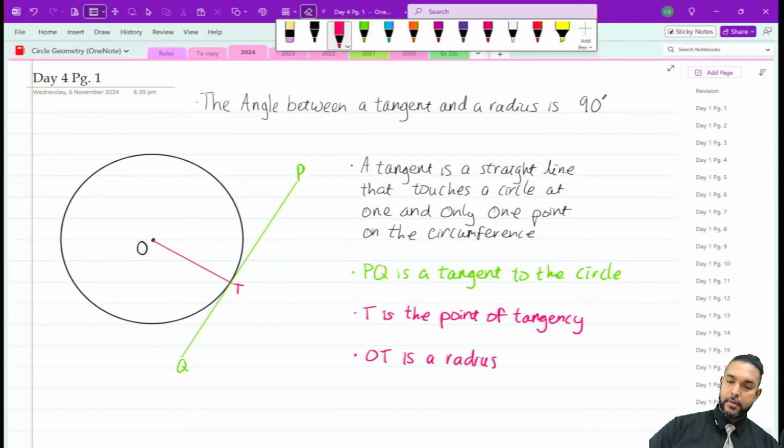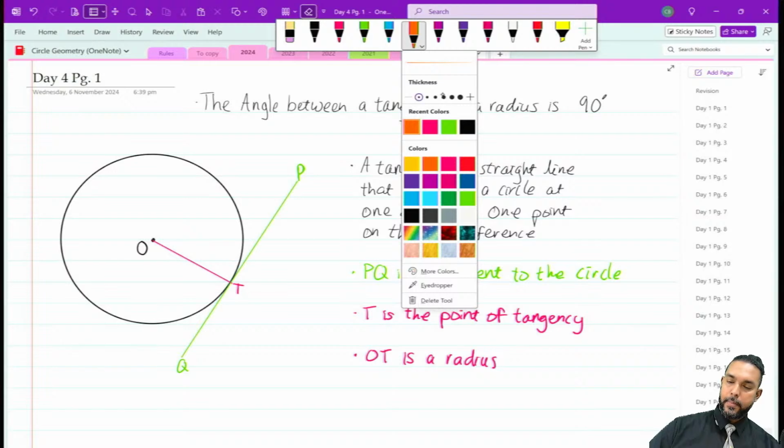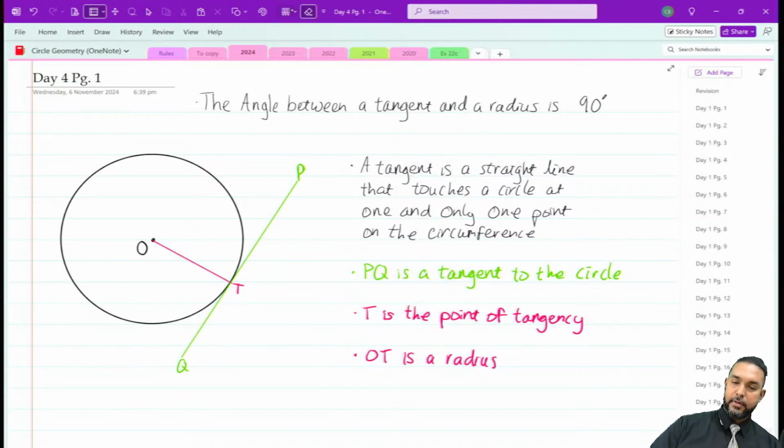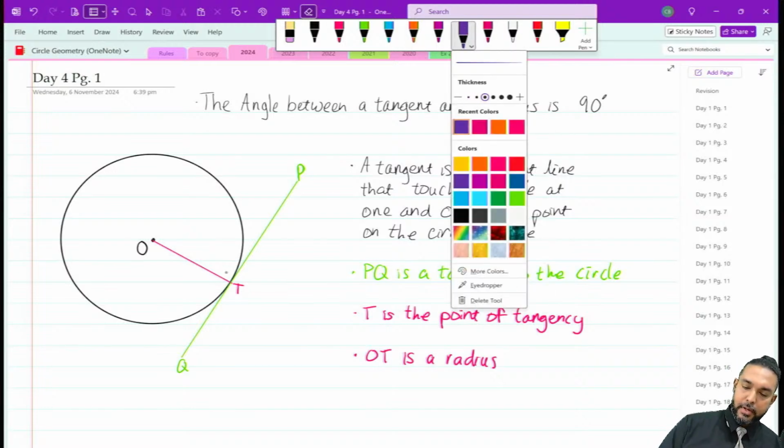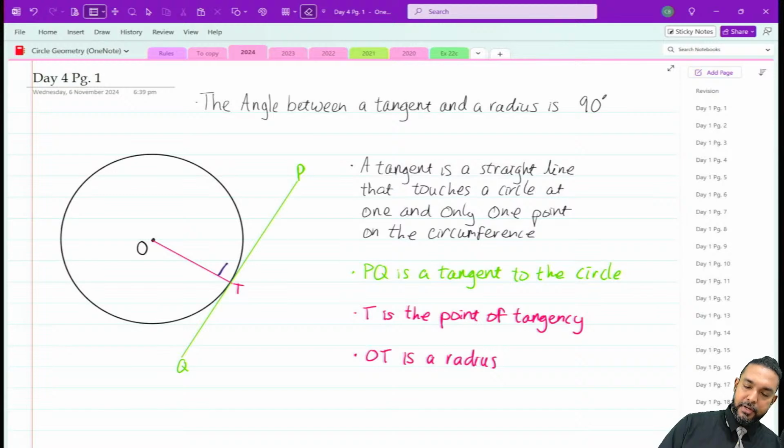And this, hold on, I think I'll put in a darker color. Let's put in a darker color. Why not? This one here. And the angle between the radius and the tangent at that point of tangency is 90 degrees.